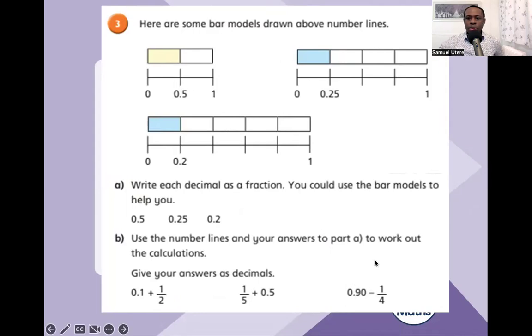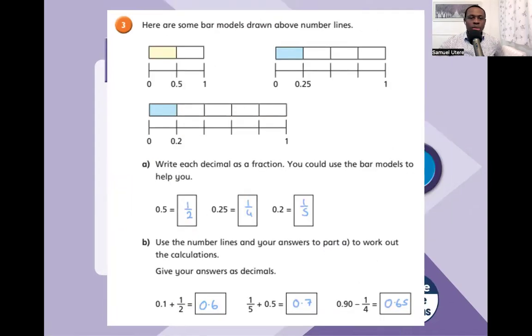Assuming you've paused the video and you've answered question 3, here are the answers. Let's discuss them. Here are some bar models drawn above number lines. You were asked to write each decimal as a fraction. You could use the bar models to help you. The bar models are just there to help you.